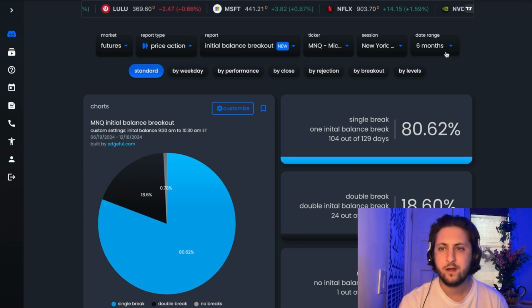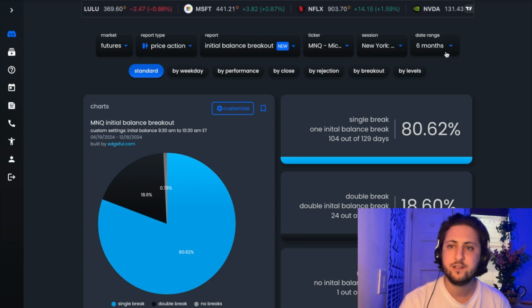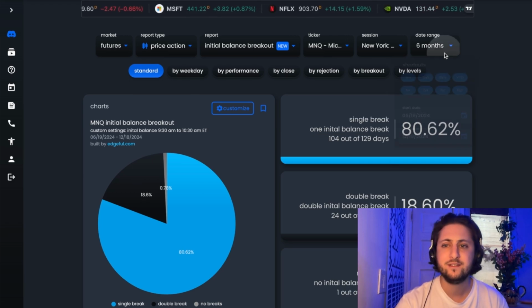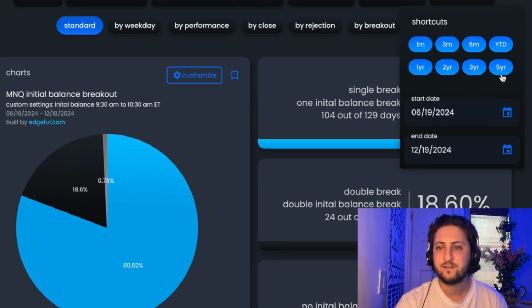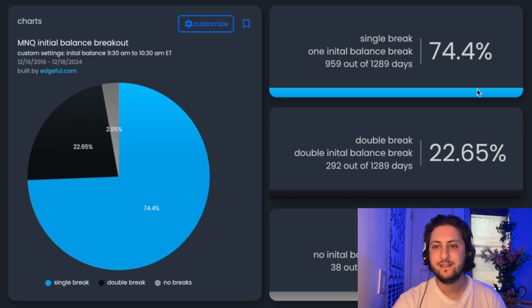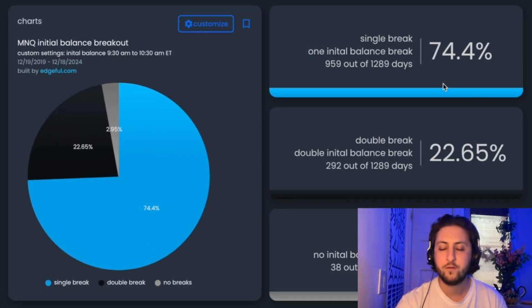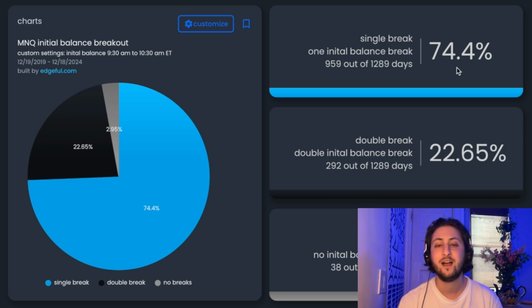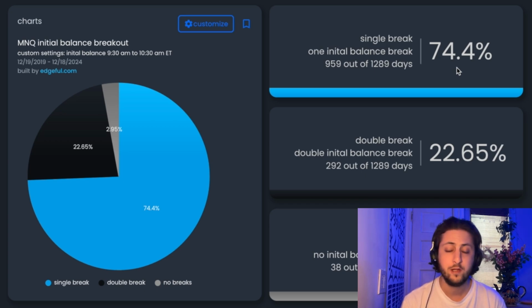But of course, we want to know there's longevity in this data. So that's why Edgeful is really helpful because they have data all the way up to the last 5 years. So if I just go to the last 5 years, I mean, the data is extremely consistent. So for the last 5 years, we've gotten a single break 74% of the time. So this is data that you can trust on a longer time horizon. And that's why it's so beneficial and why there is true edge in it. So enough of my yapping. I want to get to the trade recording and go over that in real time.